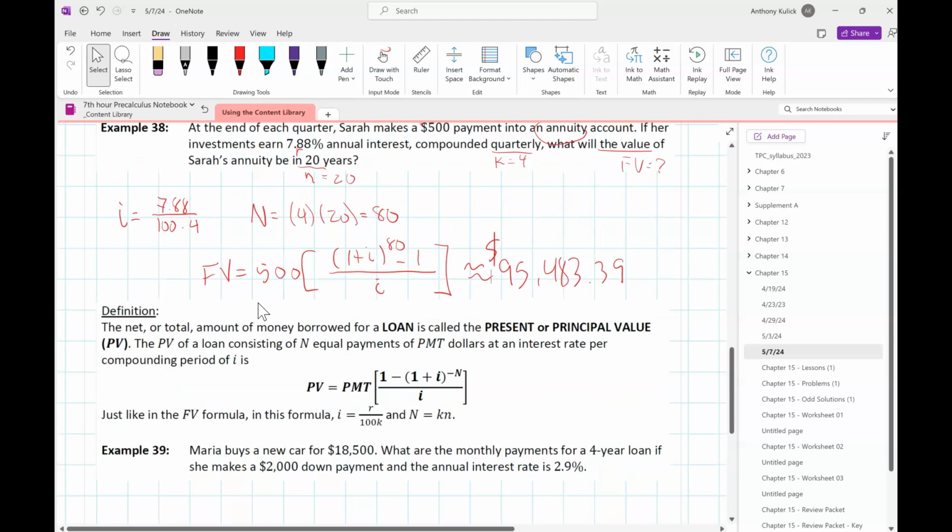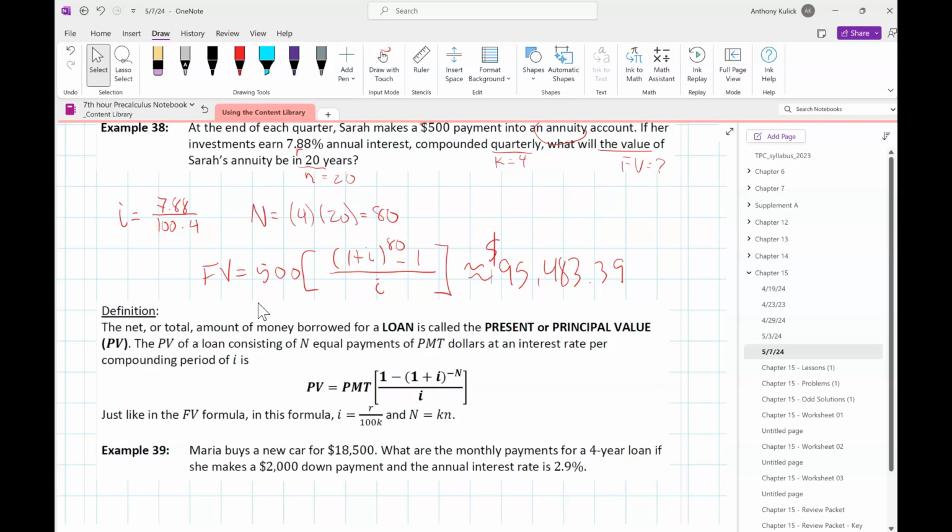Last idea. The other type of financial decision most people end up having to do is take out loans, whether it's to buy a house or a car or pay for your college education or whatever that may be. The net or total amount of money borrowed for a loan is called the present value or principal value. The PV of a loan consisting of n equal payments of PMT dollars at an interest rate per compounding period of I is equal to PV equals PMT times 1 minus 1 plus I to the negative n over I, where I is R over 100K and n is equal to Kn.